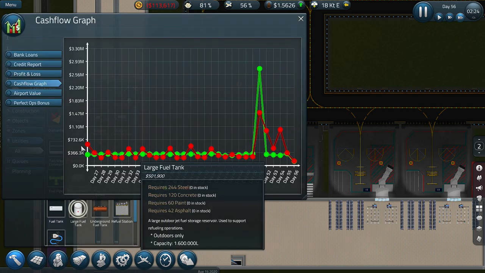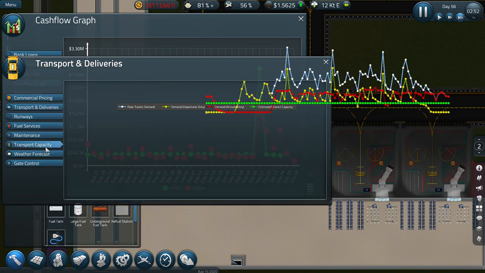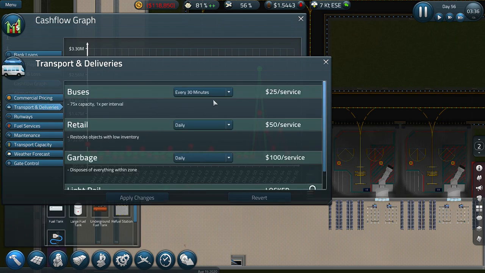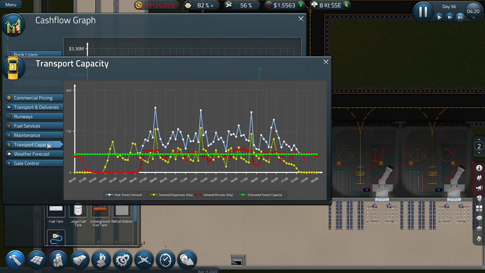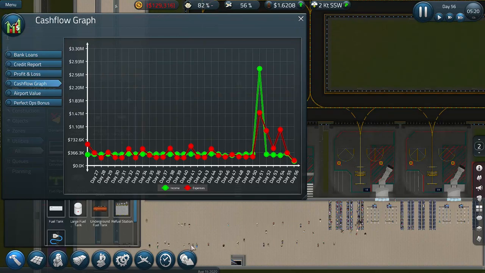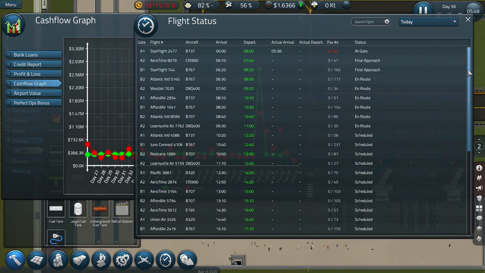Well, hopefully it will start coming in. Let's take a look at our transport capacity. Wow, we do not have enough transport capacity. So what we need to do is go into transport and delivery, change the buses from every 30 minutes to every 15 minutes. And that's pretty close. Yeah, we should have enough. We'll have to see. Might need to add in the light rail, but that means that we need to research the light rail, which we can't do right now because we don't have any money. So, let's see. We'll just have to see what's going on.